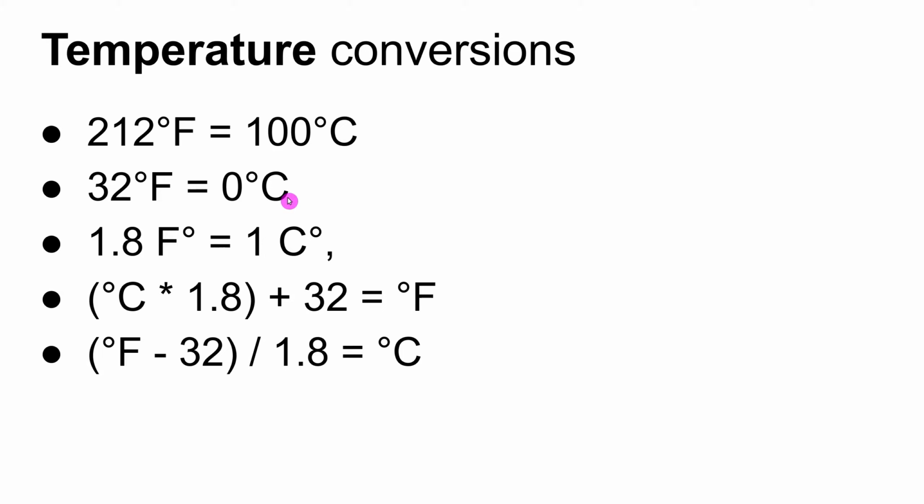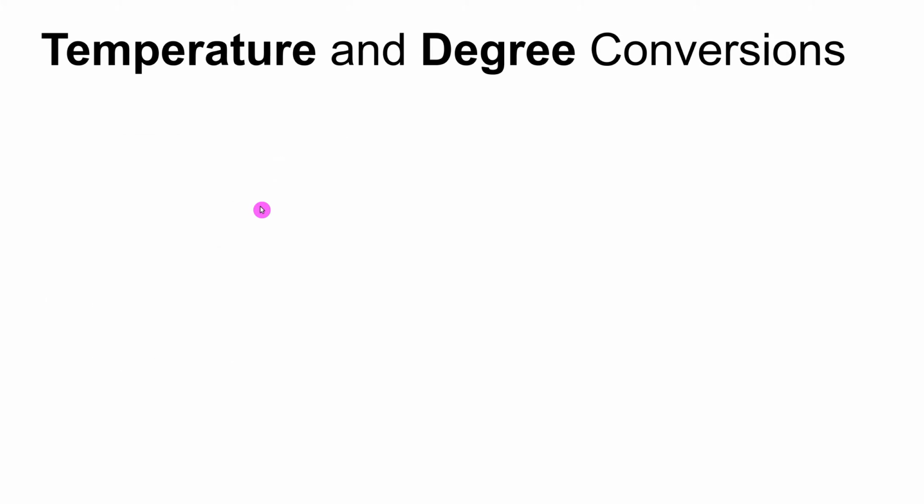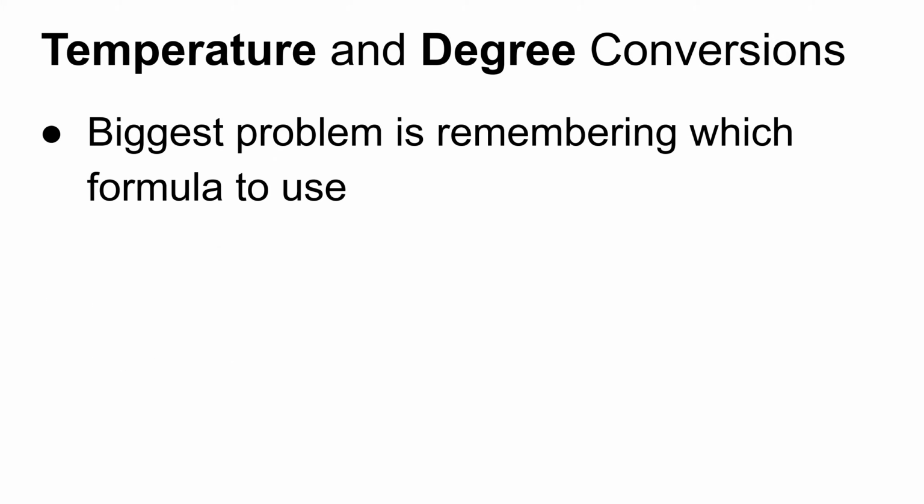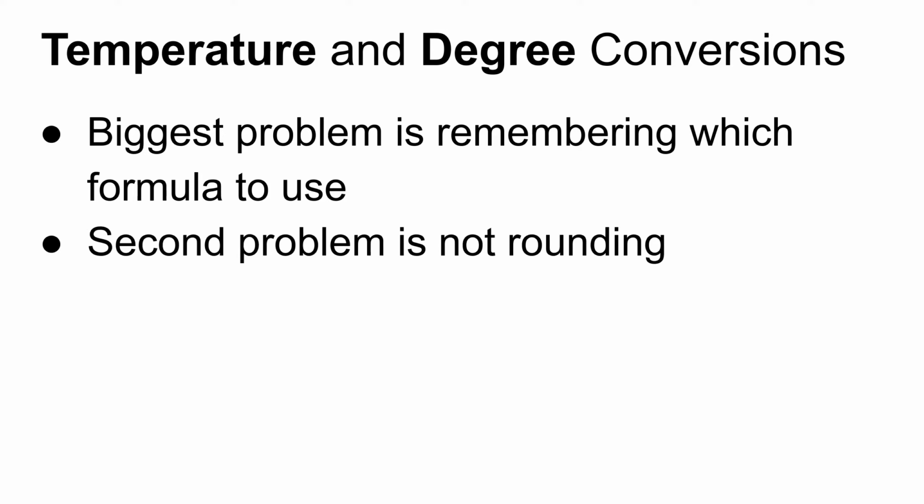What's 32 Fahrenheit converted to Celsius? 32 minus 32 is 0. So 32 Fahrenheit is 0 degrees Celsius. Those are temperatures. The biggest problem you're going to have is probably remembering which formula to use. Just look for whatever's last. If whatever's last is degrees, then it's degrees. The second problem is forgetting to round correctly.